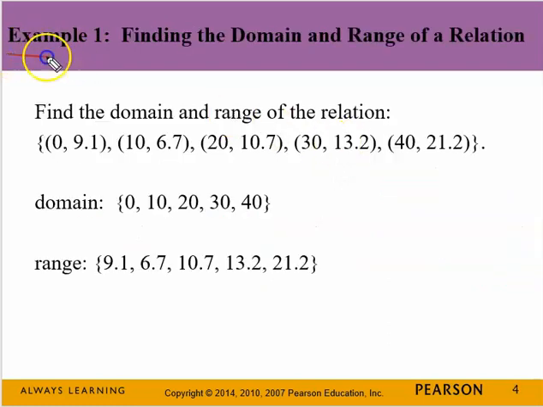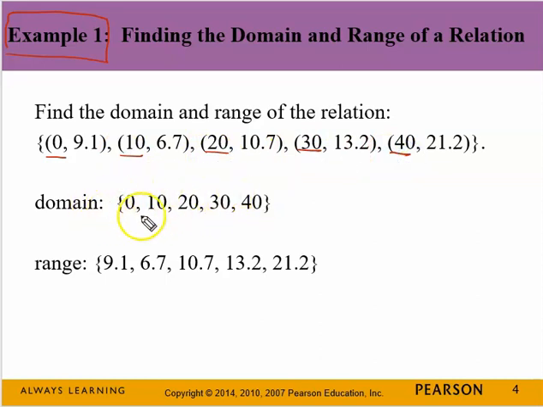So, example 1. Remember we said we're putting boxes around, to help us to identify. Finding the domain and range of a relation. So here are a set of ordered pairs, and we want to find the domain. So they have it listed here, and the domain again would be the first element, the X element. And that's what they've listed here.